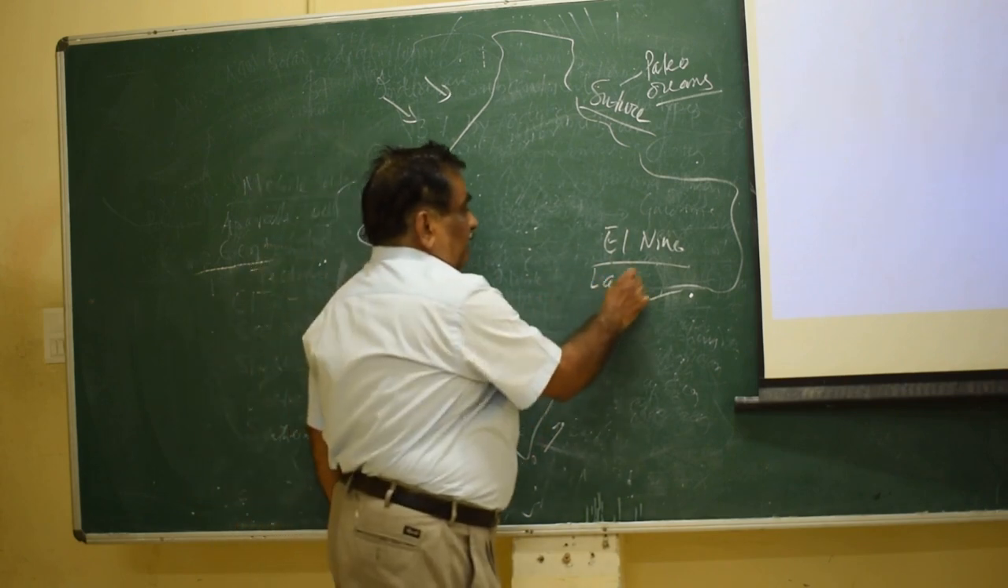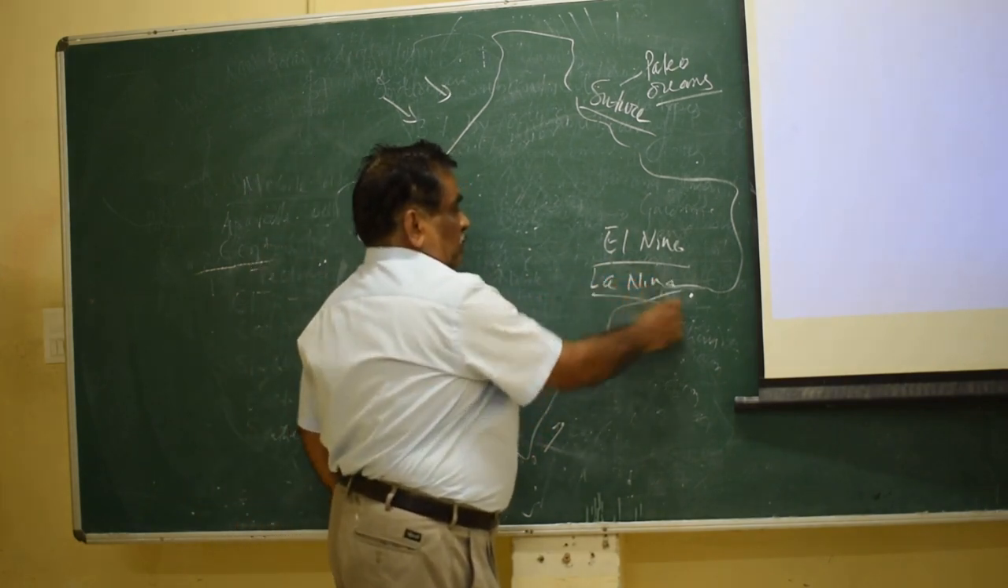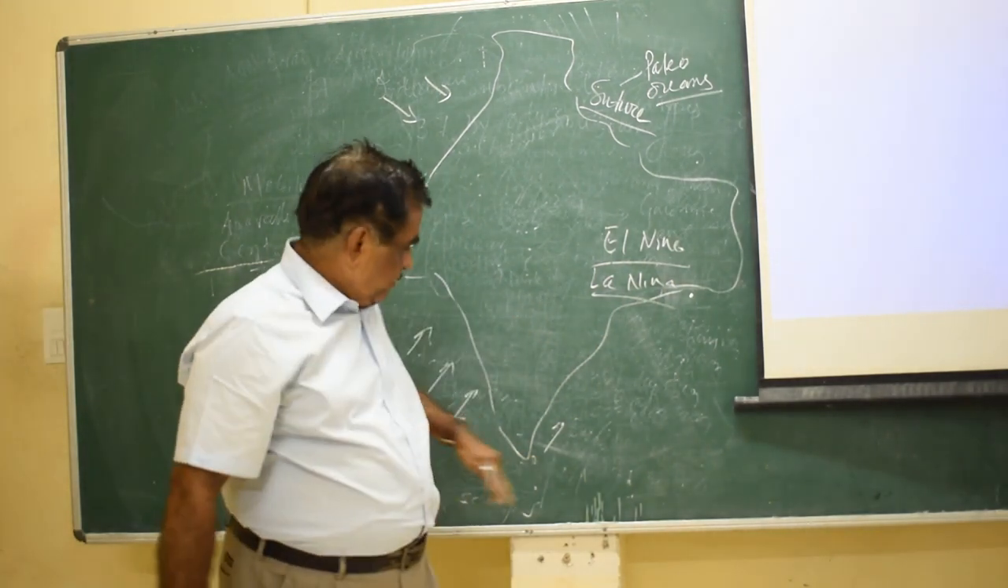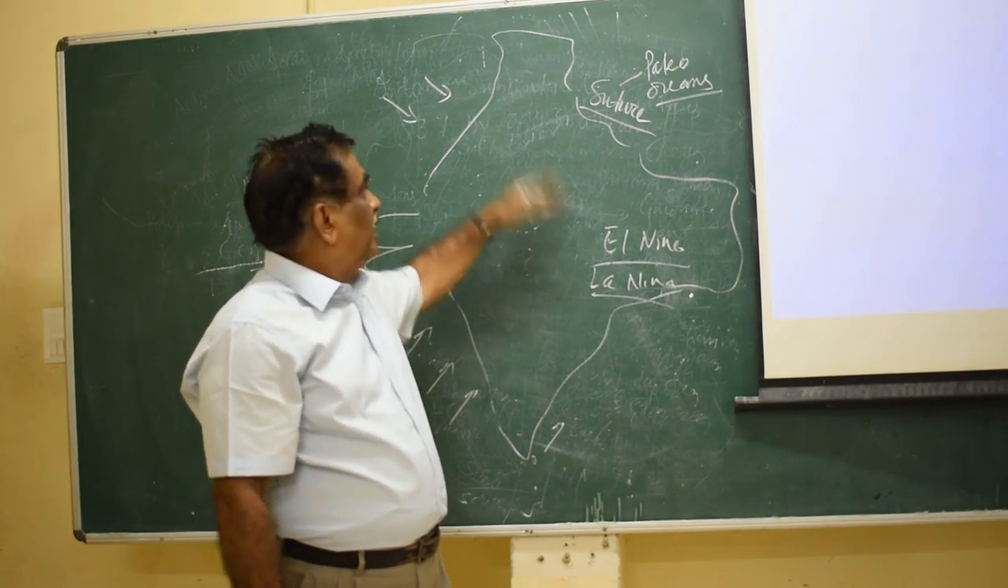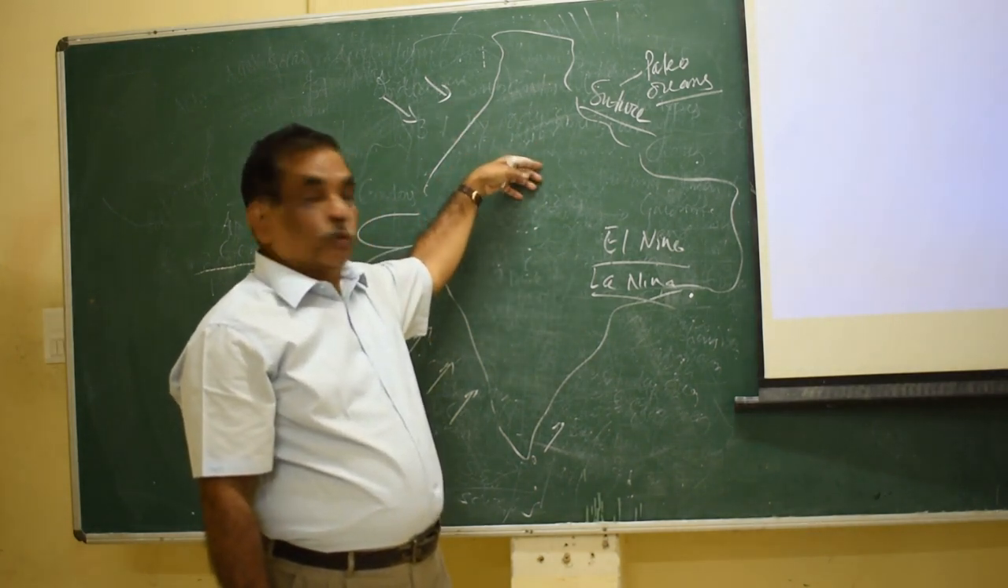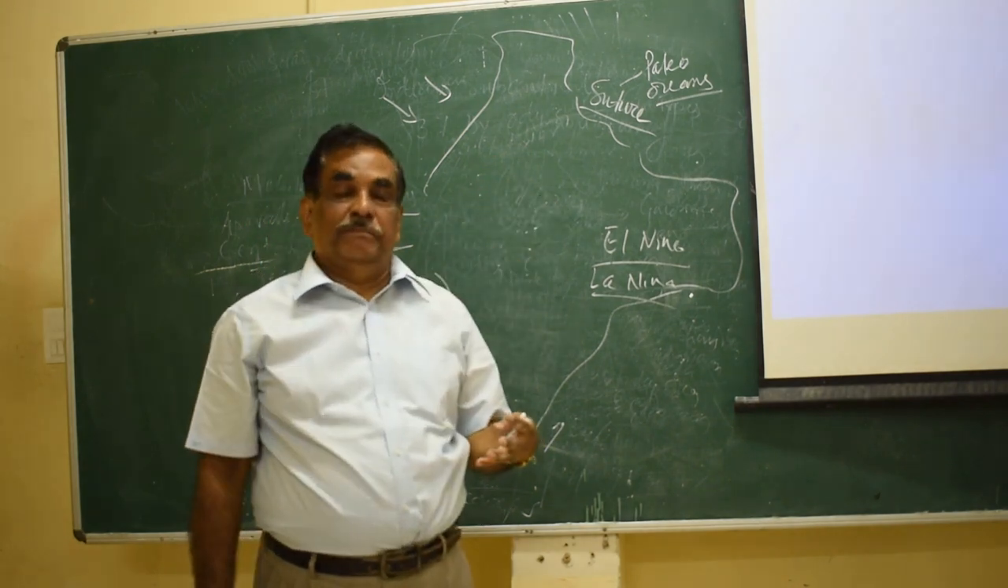In a La Nina year, the monsoon will be very strong. From this side, wind will blow very strongly, and this will not dare to come. So we will be in a different environment.